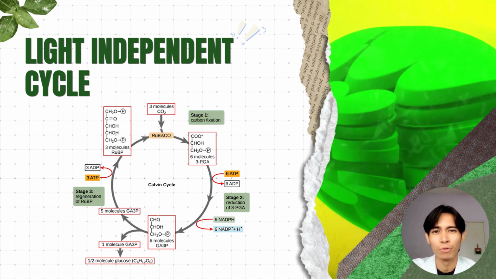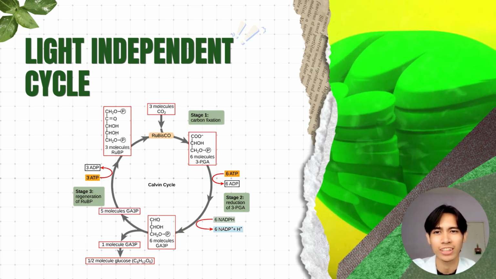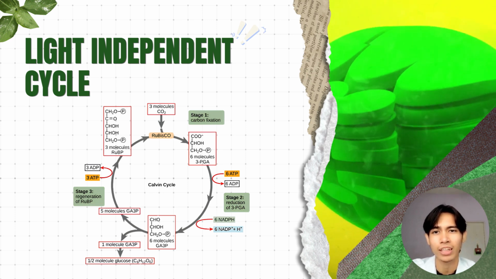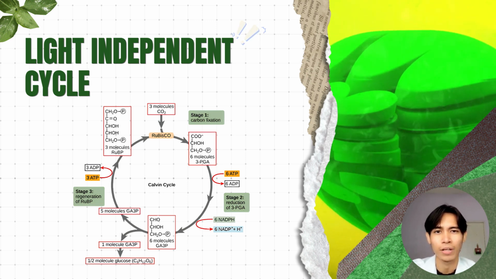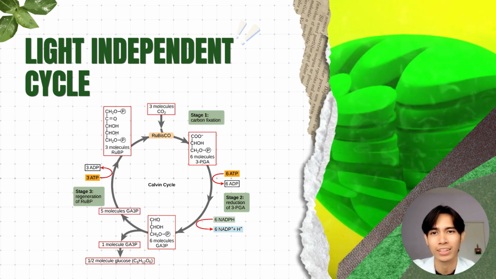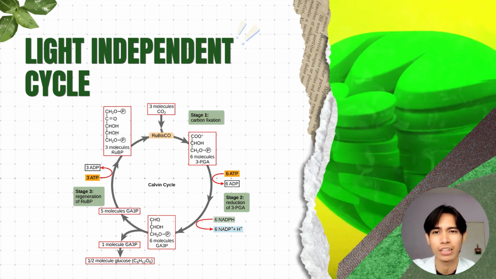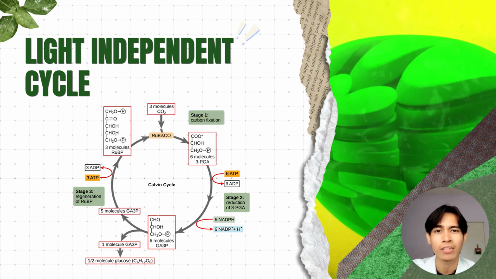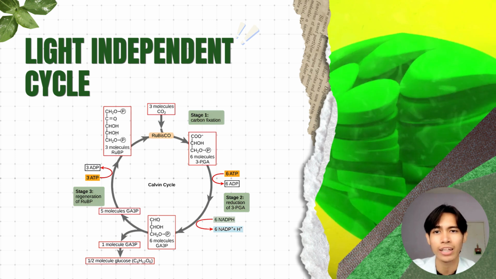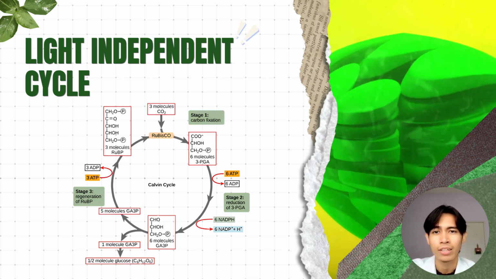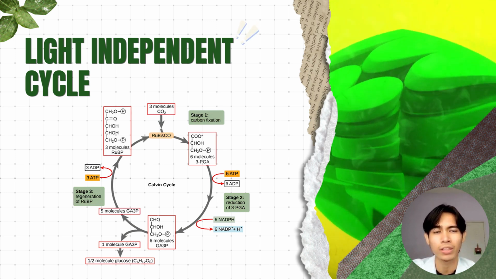Next, we move to the second stage of photosynthesis, known as the light-independent reaction, or the Calvin cycle. This reaction takes place in the stroma of the chloroplast and does not require light directly. However, it depends on ATP and NADPH produced during the light-dependent reaction to synthesize glucose. The Calvin cycle consists of three main stages.